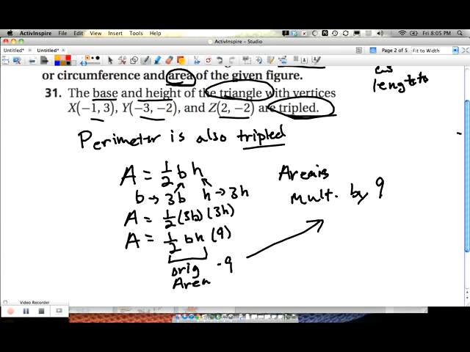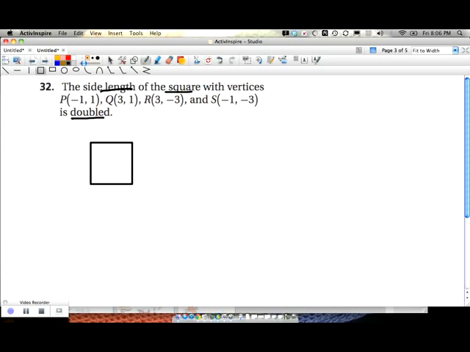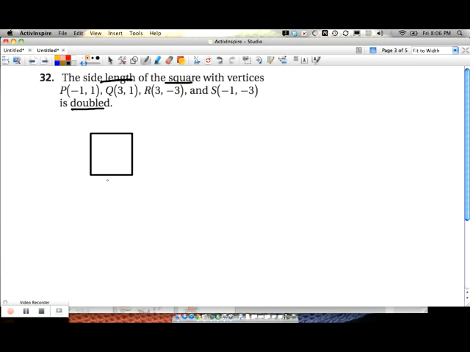Let's look at another one. Similar idea. The side length of a square. Again, I'm not really looking at the vertices. I'm just looking that it's a square and it's doubled. Well, if I have a square, here's my square, and then each side length is going to be doubled. Well, that means that originally this was like a base and this was a height, and really this equals the base and this also equals the height. So if I were to try to find the area of a square, it's just b squared or h squared. It's one of the sides squared.